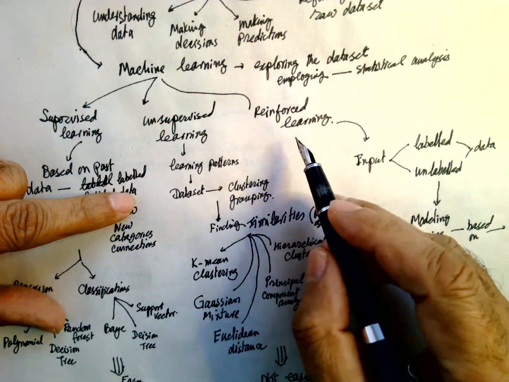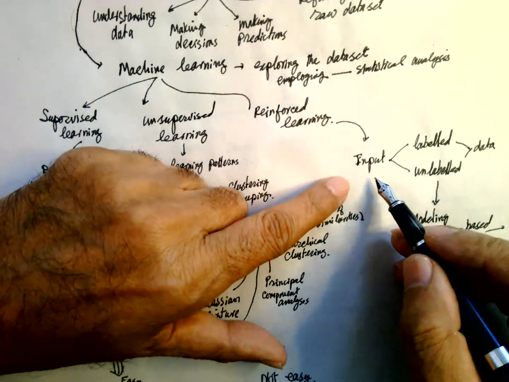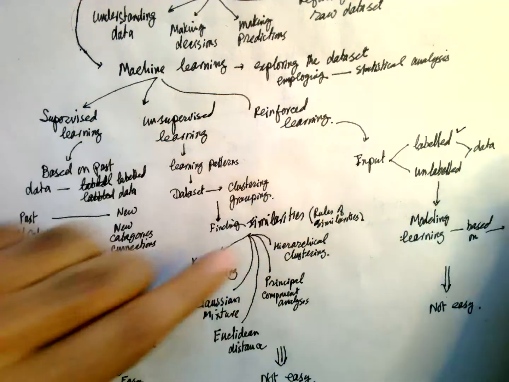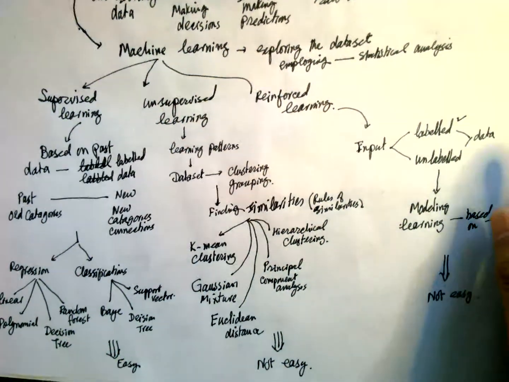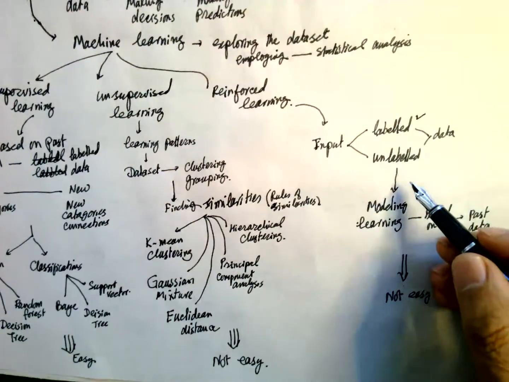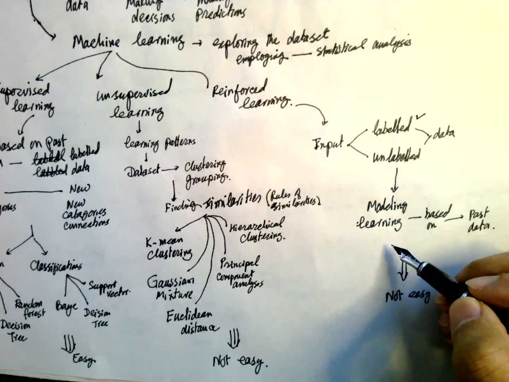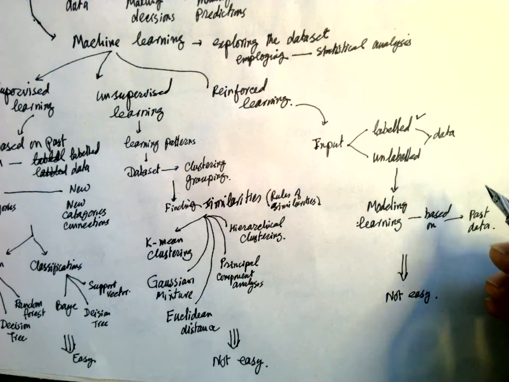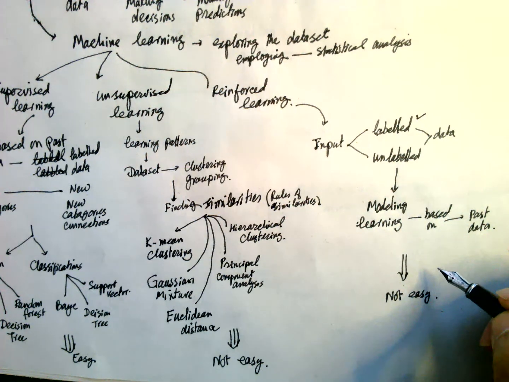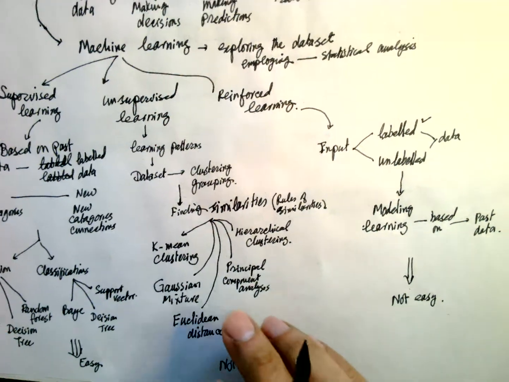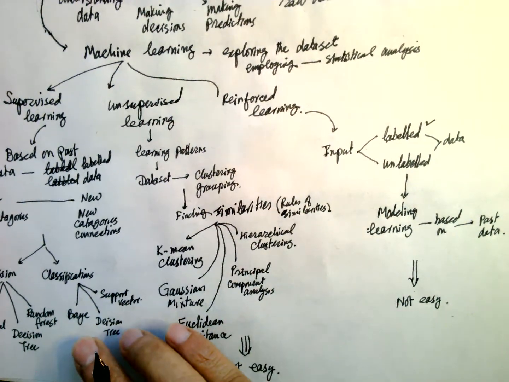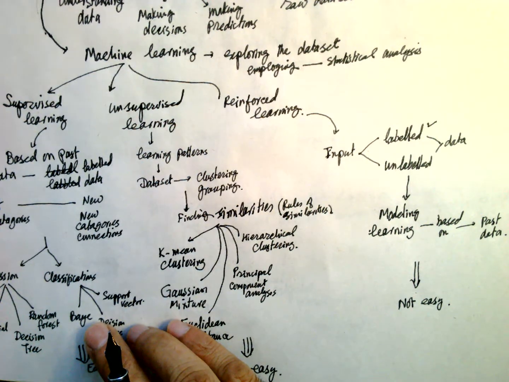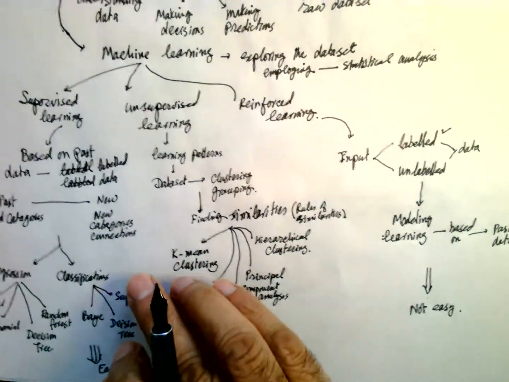So it's not easy. Reinforced learning, its input is a mixture where some data is labeled and some data is not labeled. We have to do the modeling of the learning based on the available past labeled data, and we have to make new predictions. So it is not easy compared to supervised learning. In supervised learning, there are some connections, some categories, and new categories to be introduced. So this is machine learning.